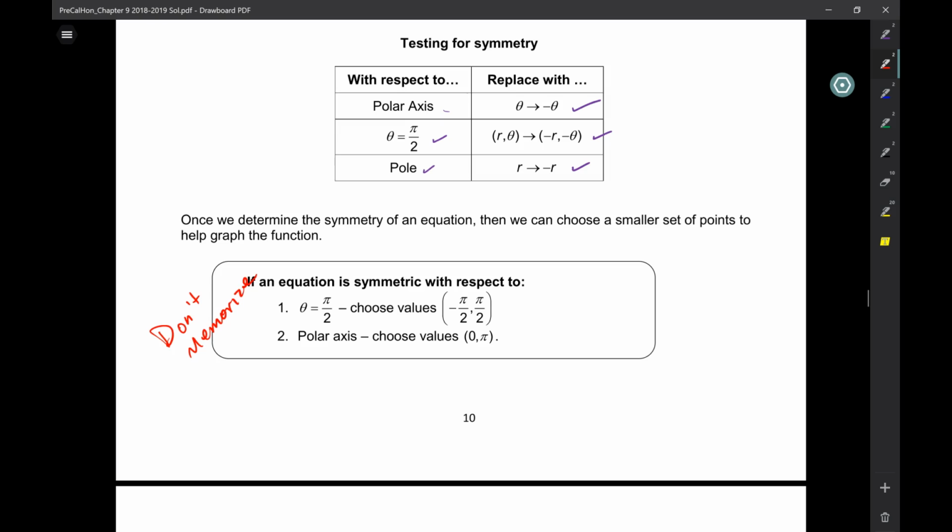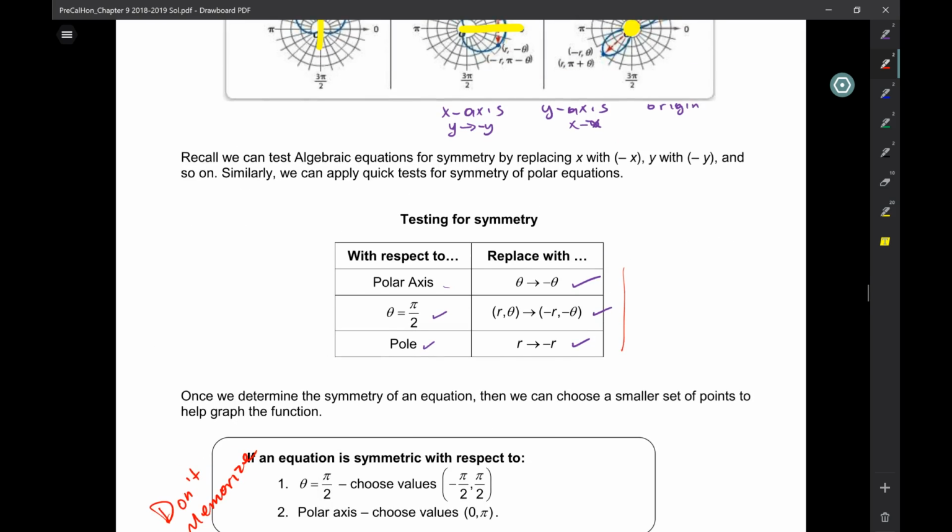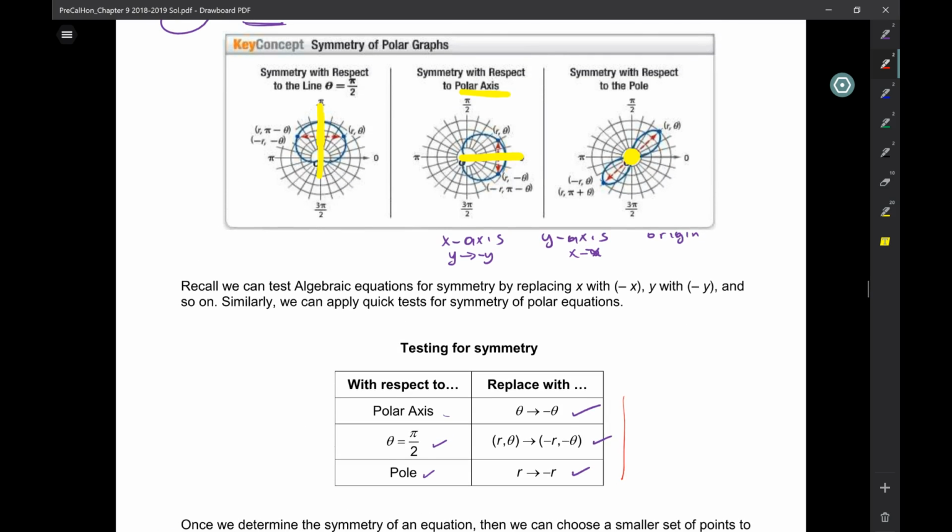The pole is the easiest. If something is symmetric with respect to the pole, like this lemniscate, do you see how whether you have positive r or negative r, it's the same, right? If something is symmetric with respect to the polar axis, look, whether you have positive pi over 3 or negative pi over 3, your r's are the same value, right? And then here, if you have negative r, you're here, but then if you make it negative theta, then you're back there, right? So you have to do negative r and negative theta.